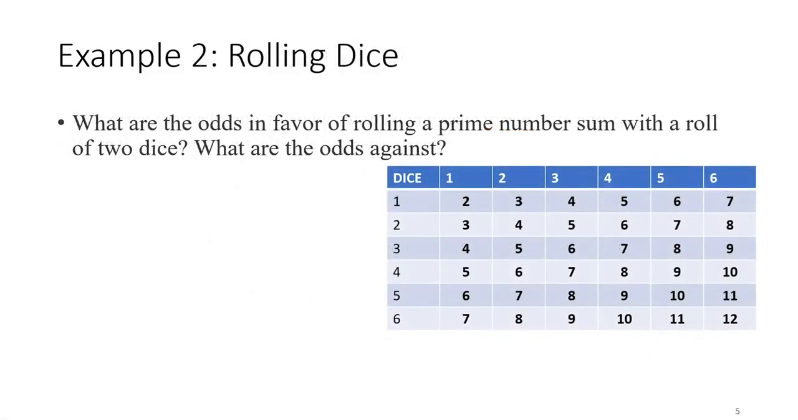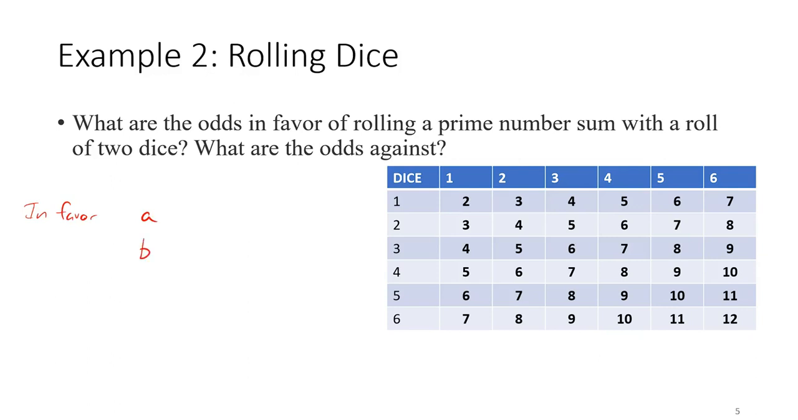So let's take a look at an example of rolling dice. What are the odds in favor of rolling a prime number sum with a roll of 2 dice? And then what are the odds against? Well, in favor are going to be the favorable outcomes, A, and then we need to know the unfavorable outcomes, B.